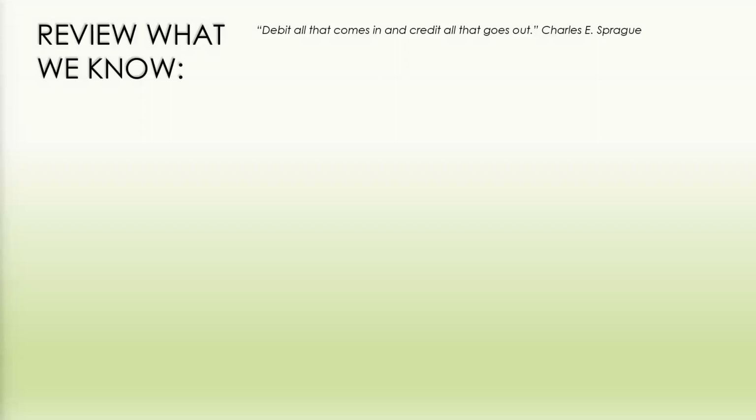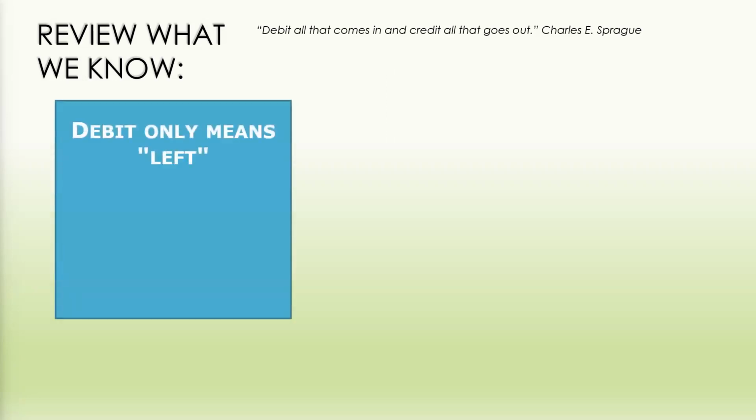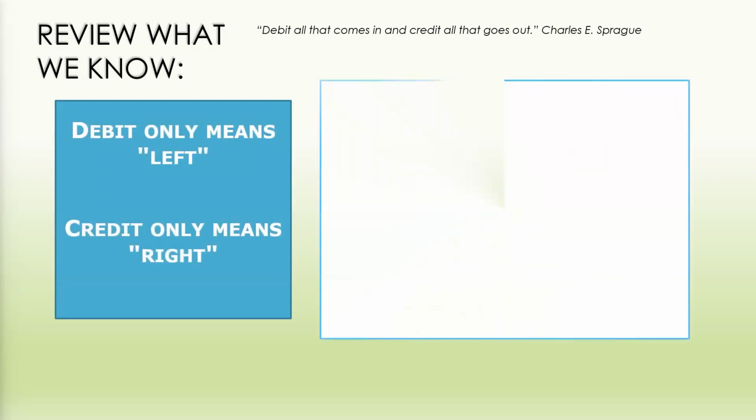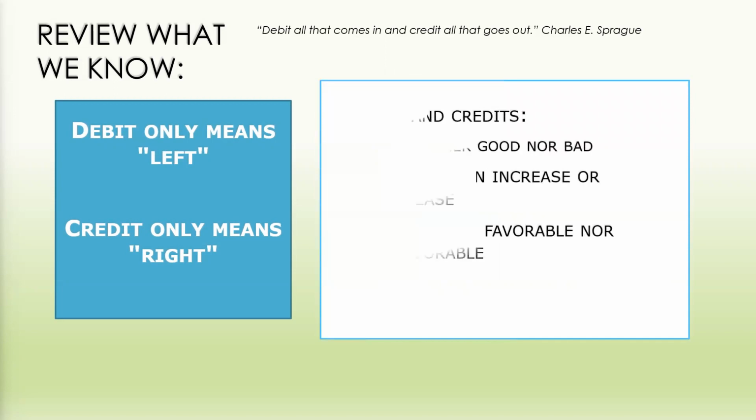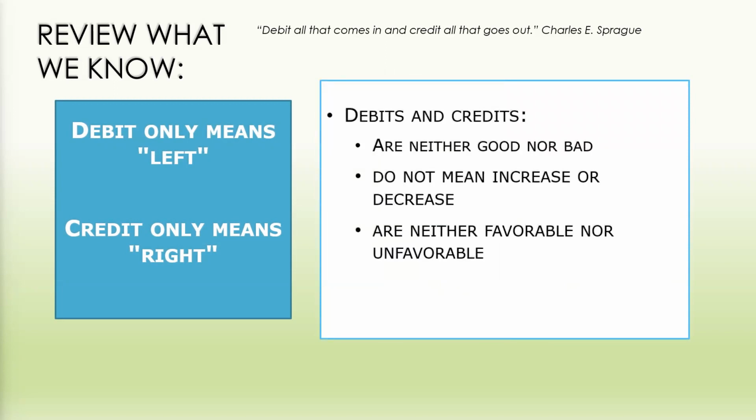Let's first review what we know from parts 1 and 2 of the Debits and Credits series. Remembering to debit all that comes in and credit all that goes out. We know that debit only means left and credit only means right. We also know that debits and credits are neither good nor bad. They do not mean increase or decrease, and they are neither favorable nor unfavorable. We also know that for every debit, there must be a credit.